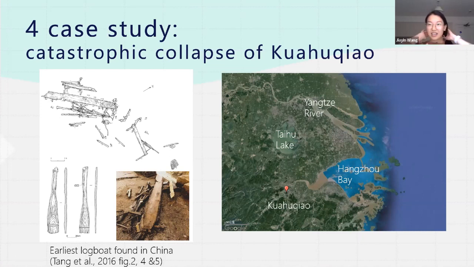the Kuahuqiao site. So from this case, we can see that even archaeological cultures which have advanced ability of exploiting aquatic resources are still very vulnerable to sea level change and ancient climate changes.